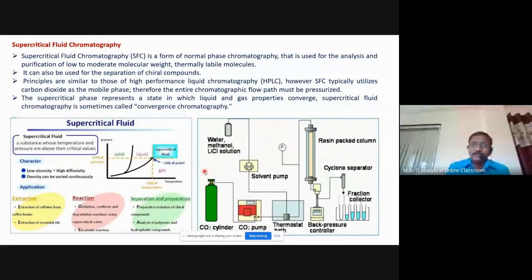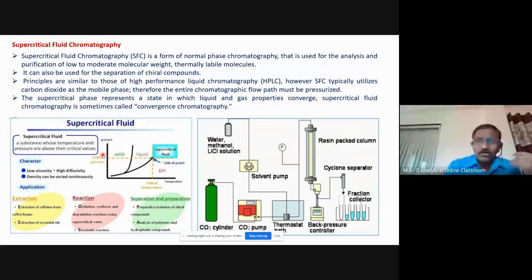This is a very, very important part. By using supercritical fluid chromatography, we can separate out chiral compounds. And analysis of polymers is also carried out using supercritical fluid chromatography. That's why in this topic we have to focus on this in detail. What is meant by critical pressure and critical temperature? That we have to focus on. So this is the very important part that we have to explain in detail in this topic.